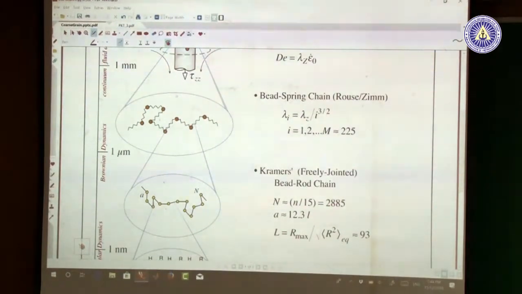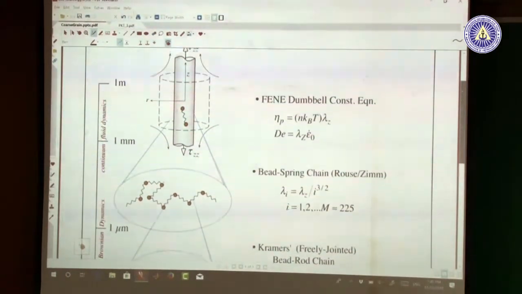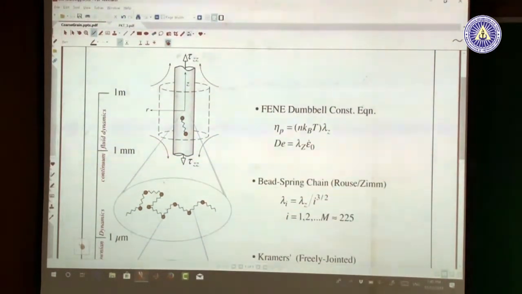You lump several of these monomers and then make them into beads. So put the mass into a bead, and here we are now down to about 225 beads connected by springs, and they're talking about a relaxation time here, which I'll discuss tomorrow. And finally it's coarse grained all the way to a dumbbell. Okay, so just a single spring and two beads, and you can make predictions for this model.